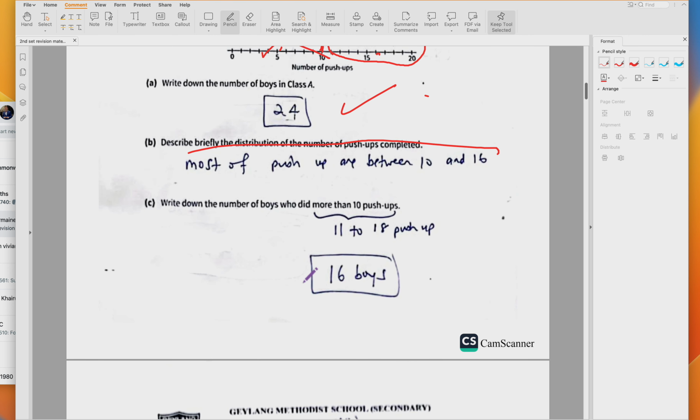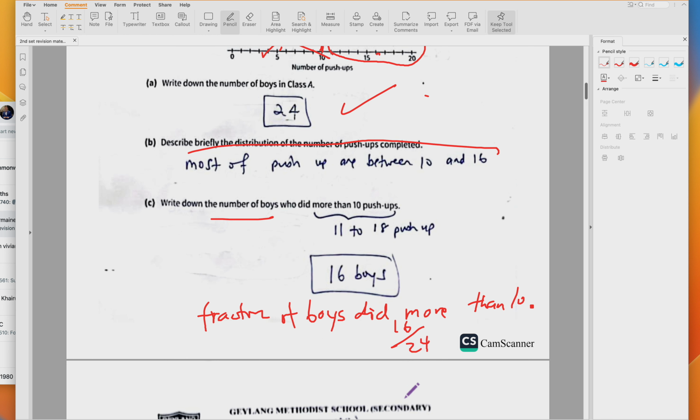So if they ask you for the fraction, how? What's the fraction of boys who did more than 10? How do you get a fraction? 16 over the total number, right? So 24. Do you just accept 16 over 24? No. What you need to do? Simplify. Correct. So you divide by 2: you get 8 over 12, divide by 2, you get 4 over 6, divide by 2, you get 2 over 3. So 2 over 3 is the answer. Or if you are lazy, use your calculator. The calculator should give you the simplified version immediately. Clear? Very good.